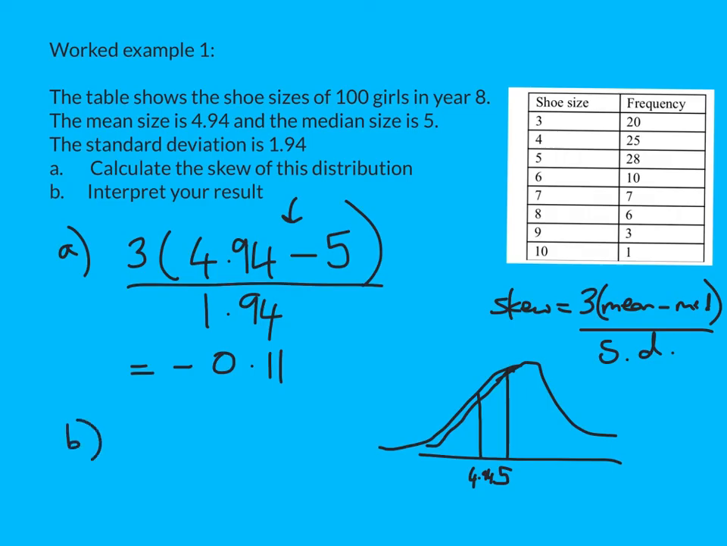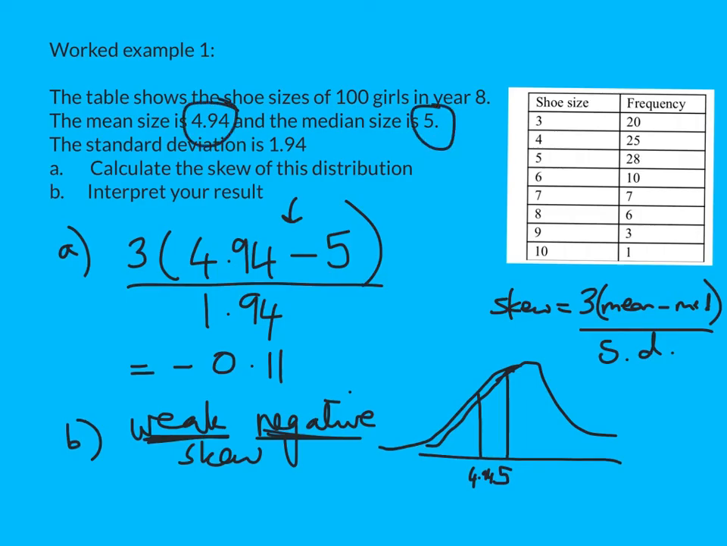So when I'm interpreting it, I need to say this distribution has weak negative skew, and I'd say whether it was strong or weak, and positive or negative. Okay, and it just means that the mean is really close to the median, so there's not much skew. It's close to normal distribution there. It's not far off. Have a go at some questions yourself now.